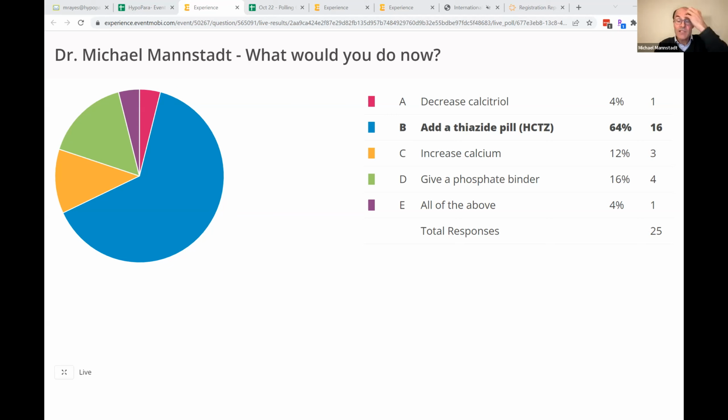There are some occasional patients who, with all we do, doesn't help to lower the phosphate, and then we'll give phosphate binders or PTH. And all of the above would not be the right answer because of some of the issues that we discuss.